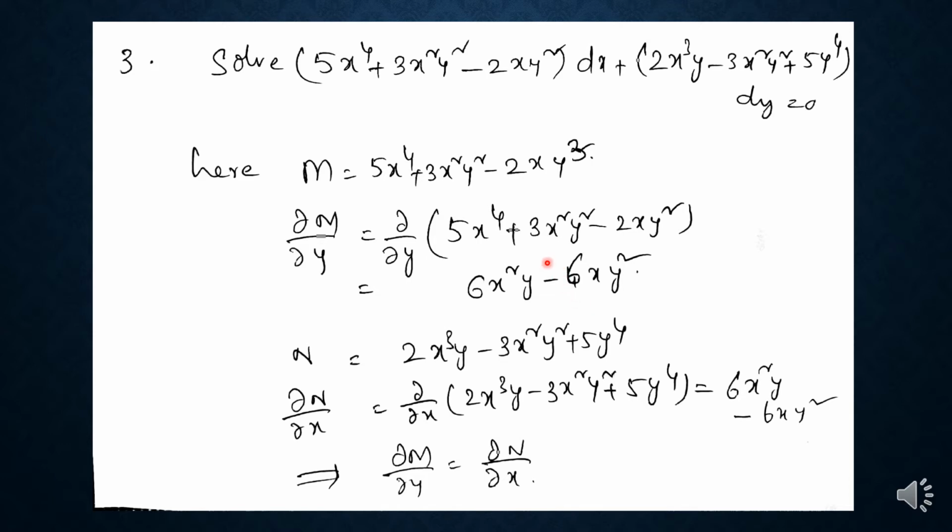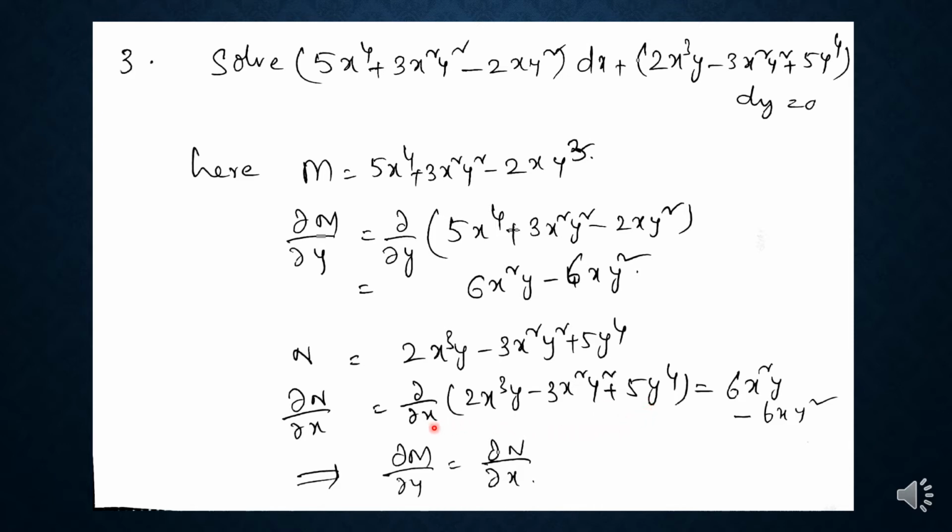So now take N equal to 2x³y minus 3x²y² plus 5y⁴. Now to find ∂N/∂x, it is equal to ∂/∂x of 2x³y minus 3x²y² plus 5y⁴.